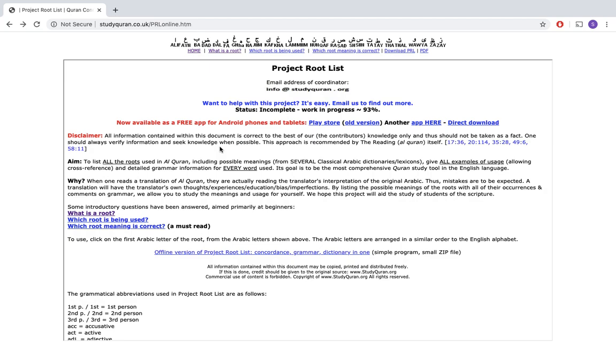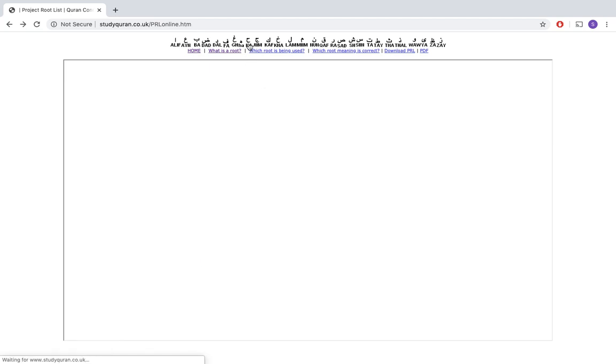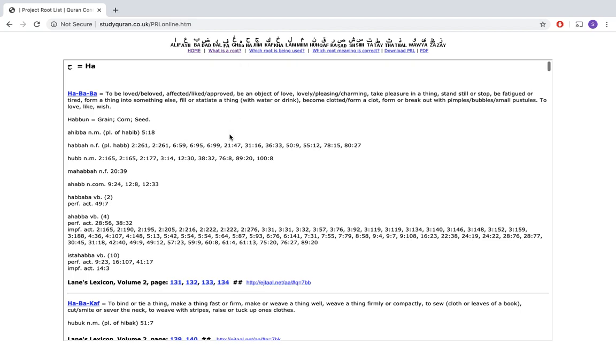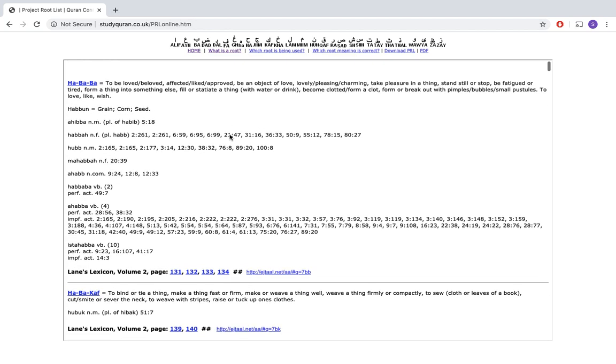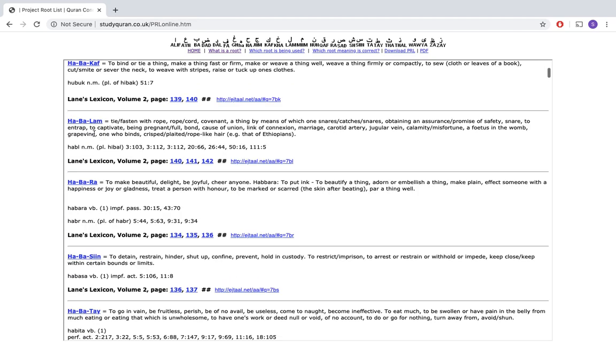I will put a link of this website in the drop down box below, but let's concentrate on the root ha mim dal, which comprises the word hamd. Okay, up here we have the letter ha. Click on that, and it brings us down here, and now it's alphabetically sorted by English, so we have the first letter ha, and then we're looking for meme here and then dal here, right? So meme would be M in English, so we go down.